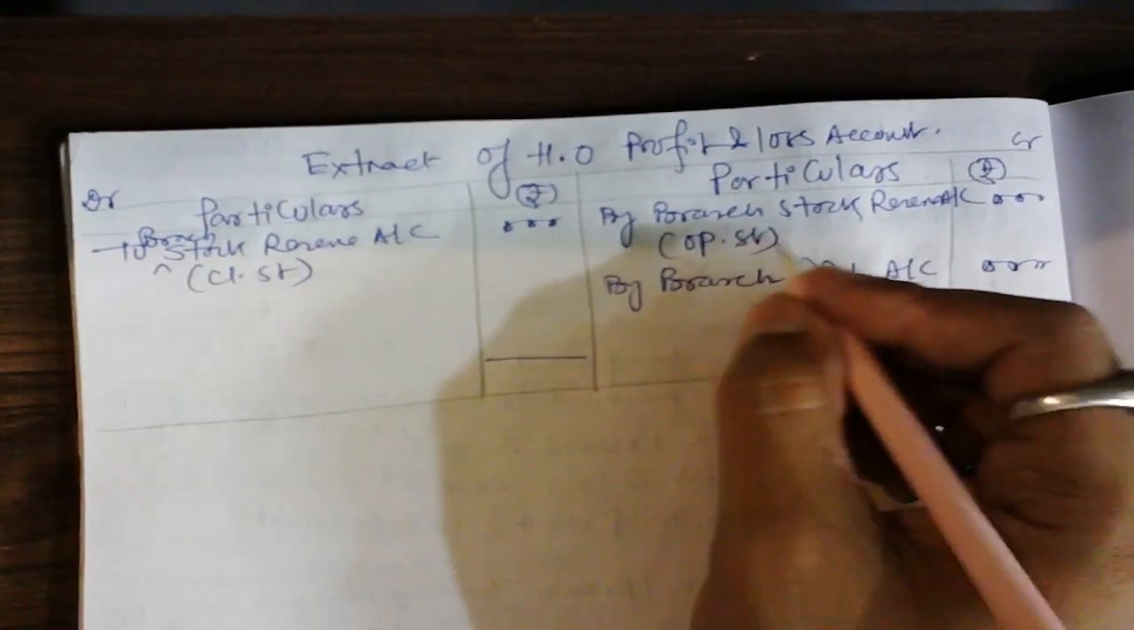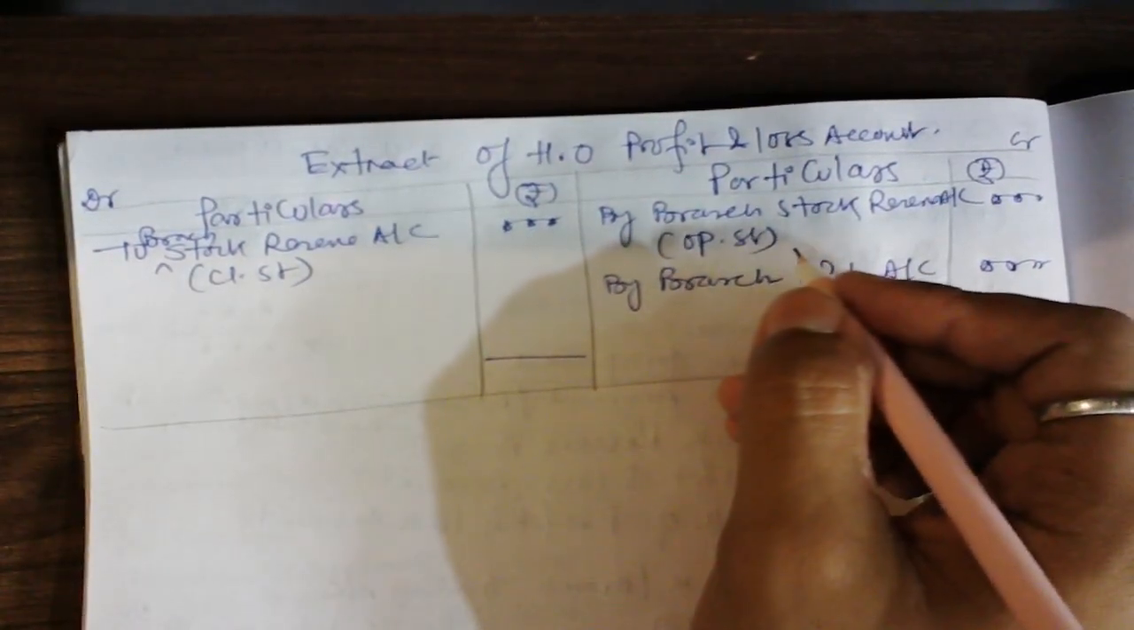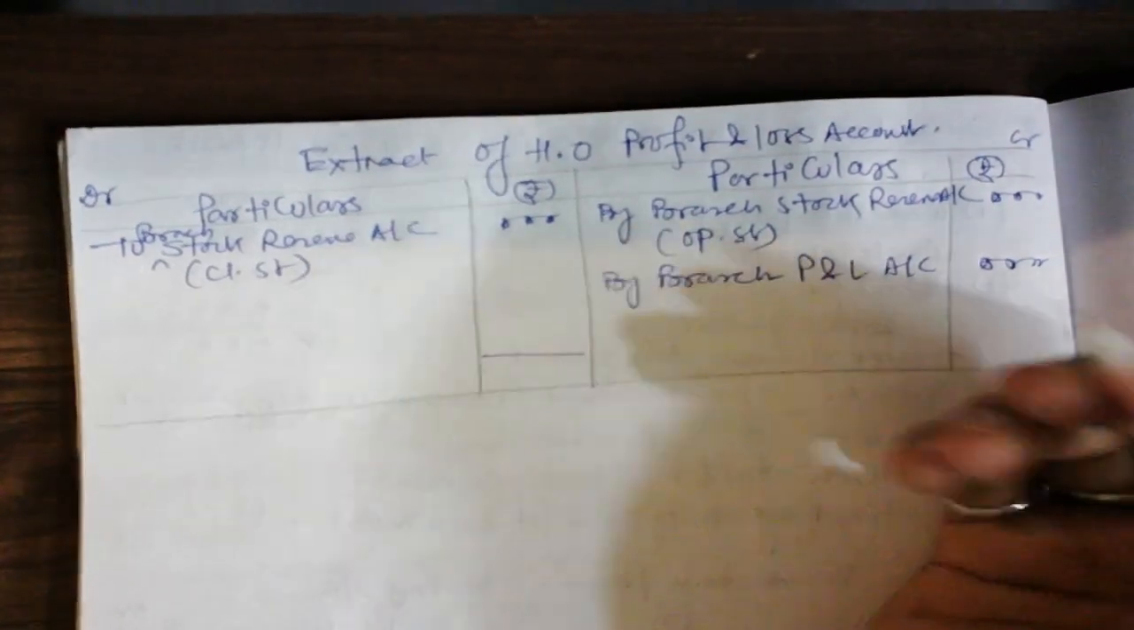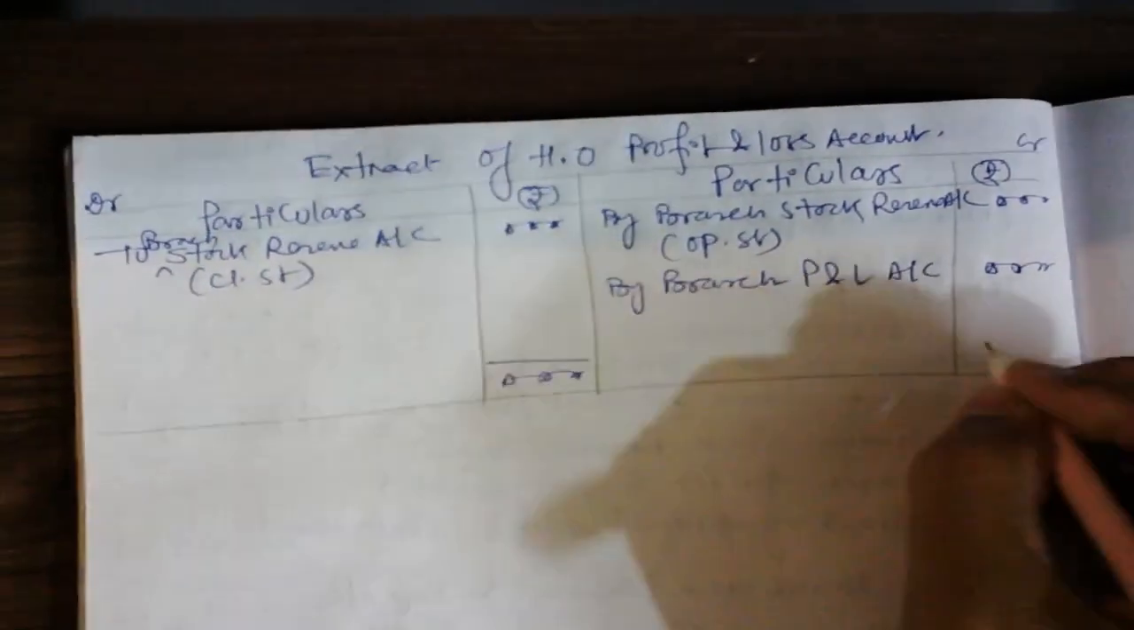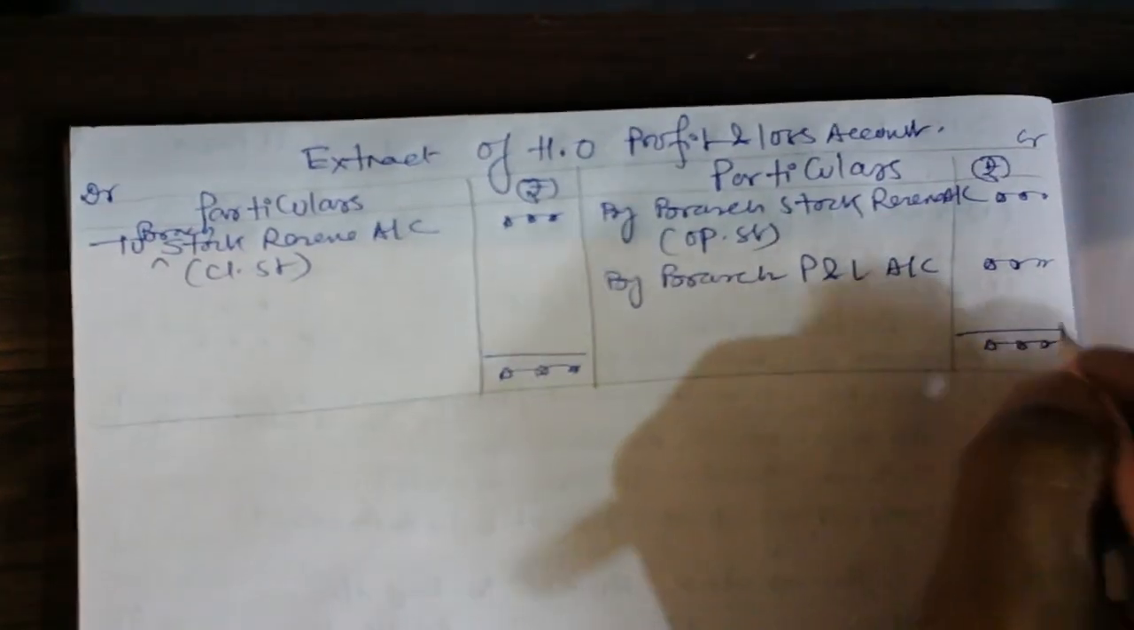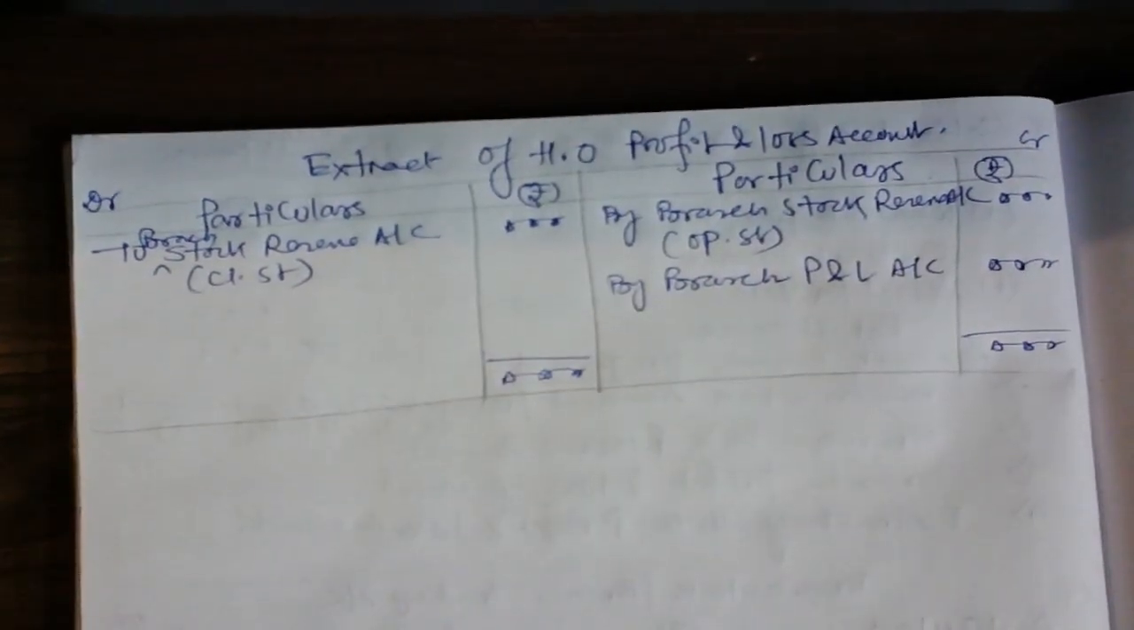So you can say it's an opening stock reserve and any profit including the opening stock is now no longer required. So we are going to cancel it. This is out. Okay, this is how we are going to complete this.